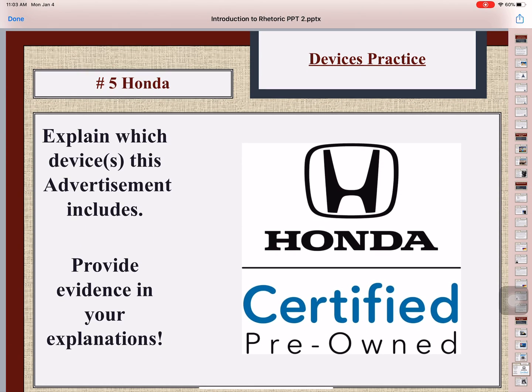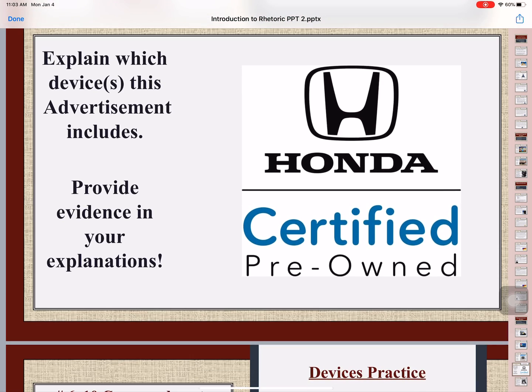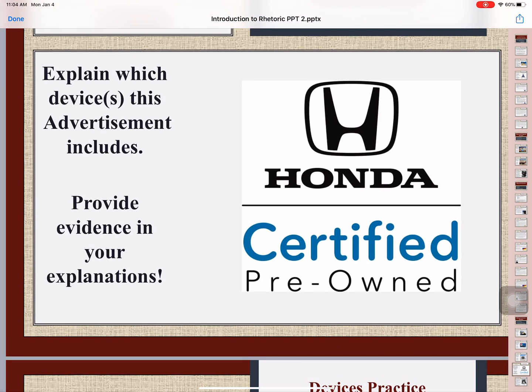Honda. Certified, pre-owned. Why don't they just say used, you know? It's just used. Someone else used this, but they said pre-owned. It sounds nice, doesn't it?